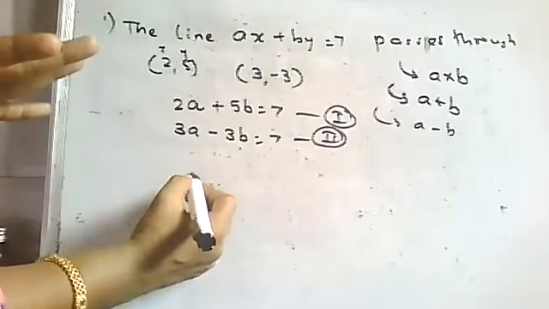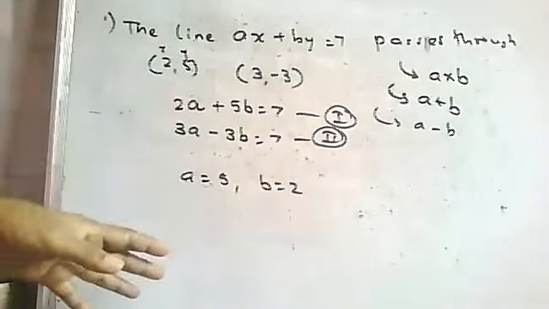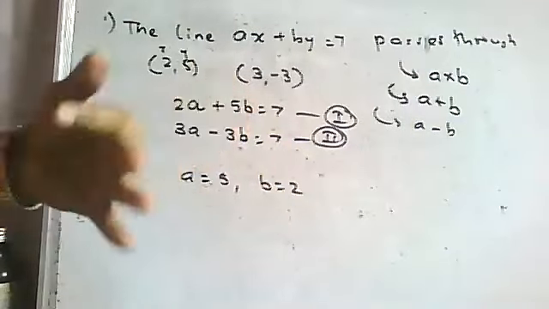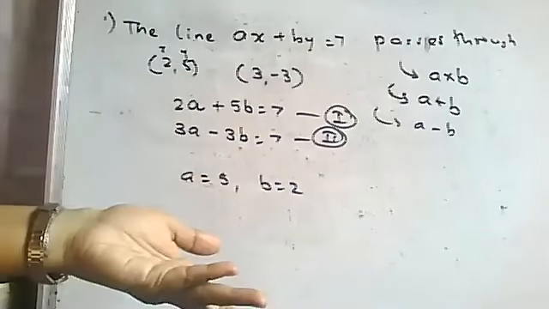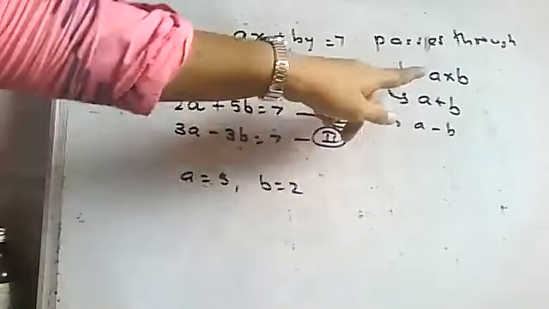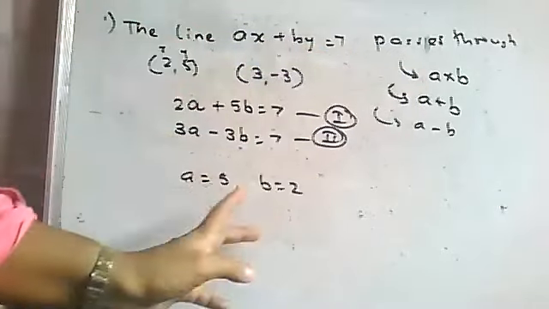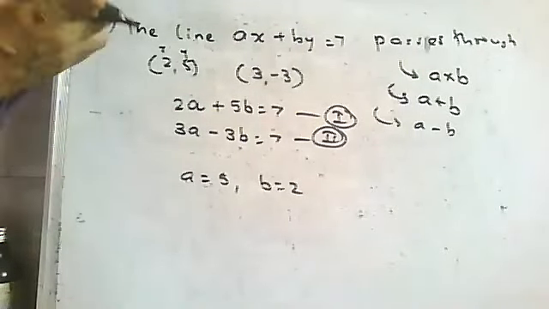Like if a is 5 and b is 2, then a into b would be 10. The option will not be 2, 5 or 5, 2. The option will be 10, minus 10 and any other numbers. So see what is asked. If they ask what is a plus b, 5 plus 2 is 7. What is a minus b, 5 minus 2 is 7. So this kind of question may be asked.